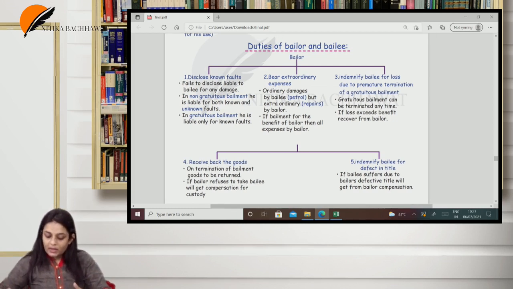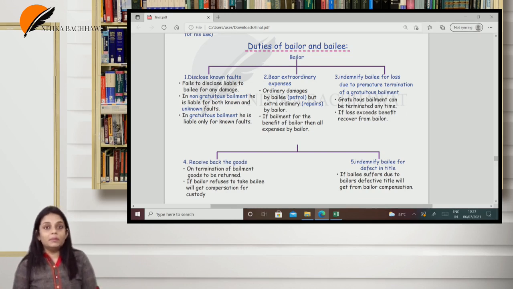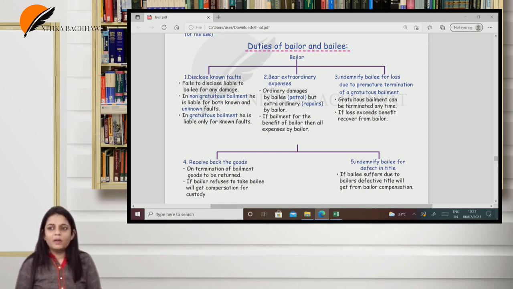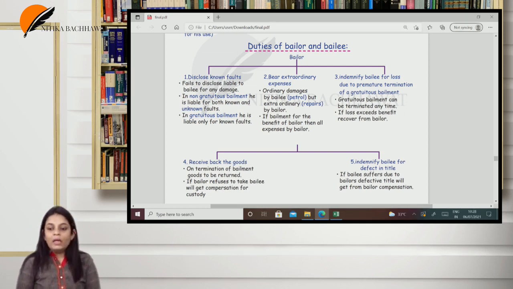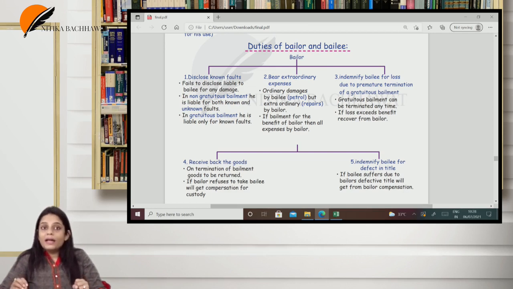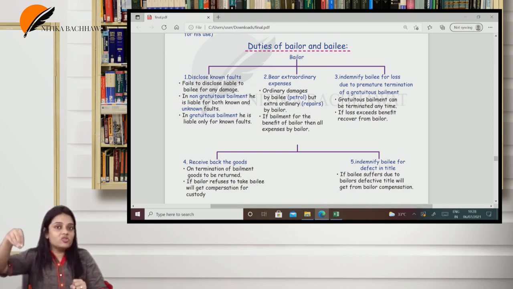The next one is to indemnify the bailee for the loss due to premature termination of a gratuitous bailment. Now, the bailment is a gratuitous bailment, and when it is a gratuitous bailment, generally it is either for the benefit of the bailor or for the benefit of the bailee, right? Now, if the gratuitous bailment is terminated before the term, or before the time, okay, in that case whatever damages the bailee has suffered, the bailor has to compensate for that.